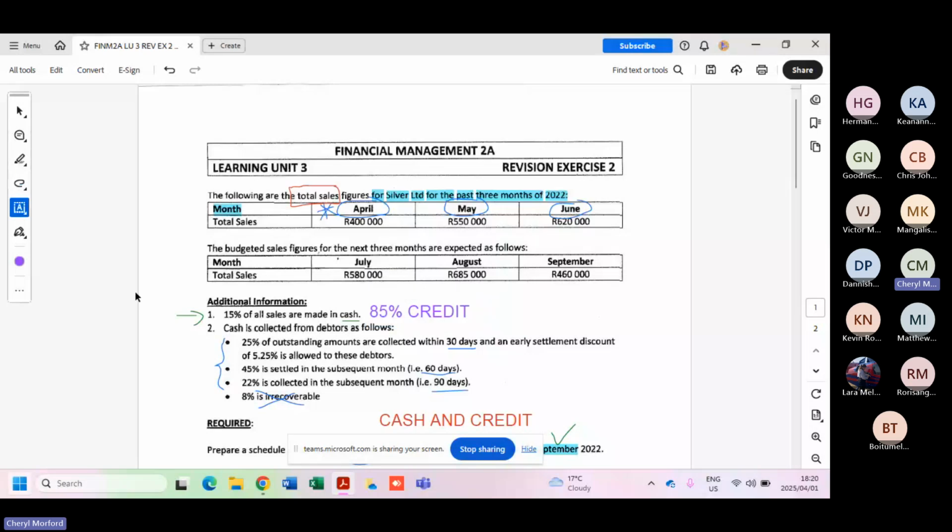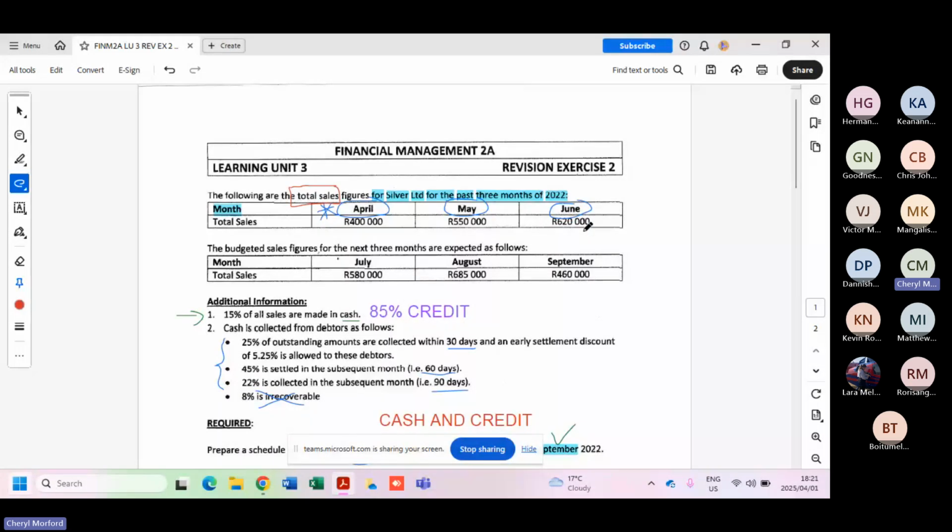So that's what I'm going to do. I'm going to take them month by month, and I'm going to find 85% of the 400. For May, 85% of the 550. For June, 85% of all these total sales. And we will continue to do that until September.